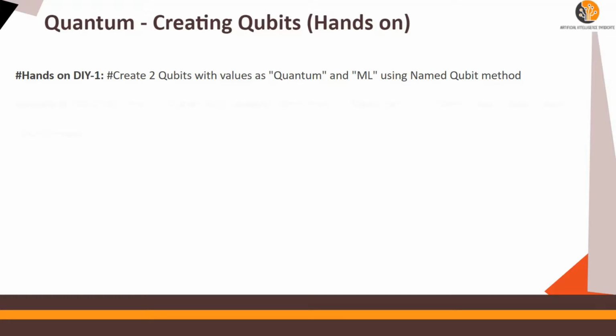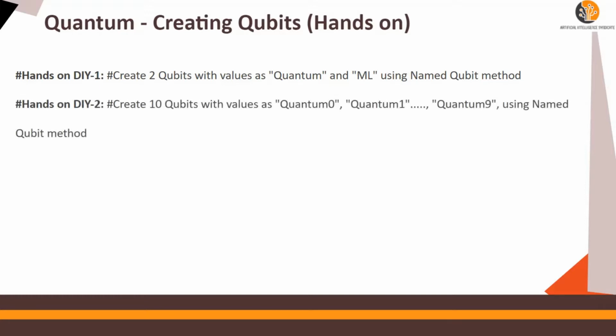Okay. Second, hands-on DIY 2: create 10 qubits with values as quantum 0, quantum 1, and so on till quantum 9 using the named qubit method. Pause the video, try it yourself, come back, and then we'll look at the solution once we have done with all the hands-on.